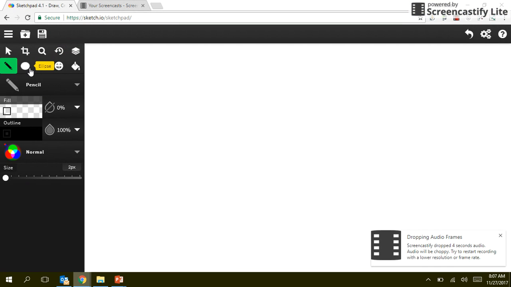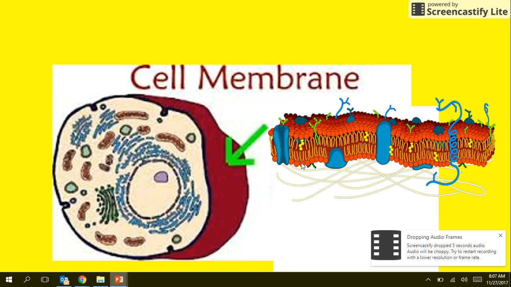So a cell membrane first starts off with these circular heads and these squiggly tails, and then a squiggly tail, and a circular head. Let me fix this picture. So what I just drew looks something like this. I just drew these heads and these squiggly tails.